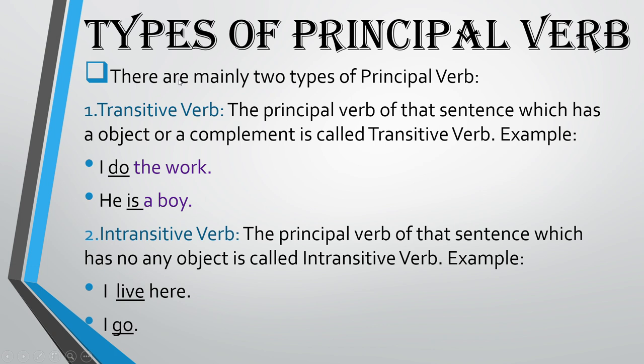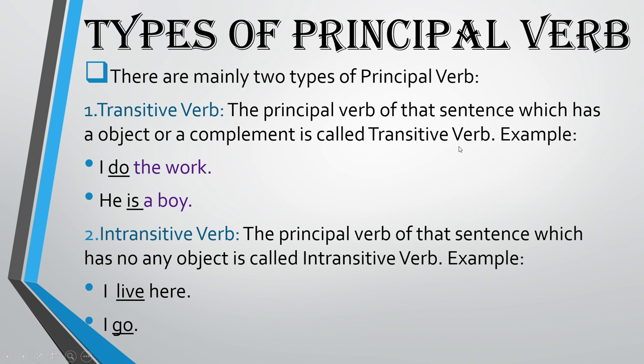Types of principal verb. There are mainly 2 types of principal verb. One is transitive verb and another is intransitive verb. What is a transitive verb and what is an intransitive verb? The principal verb of a sentence which has an object or a complement is called a transitive verb.